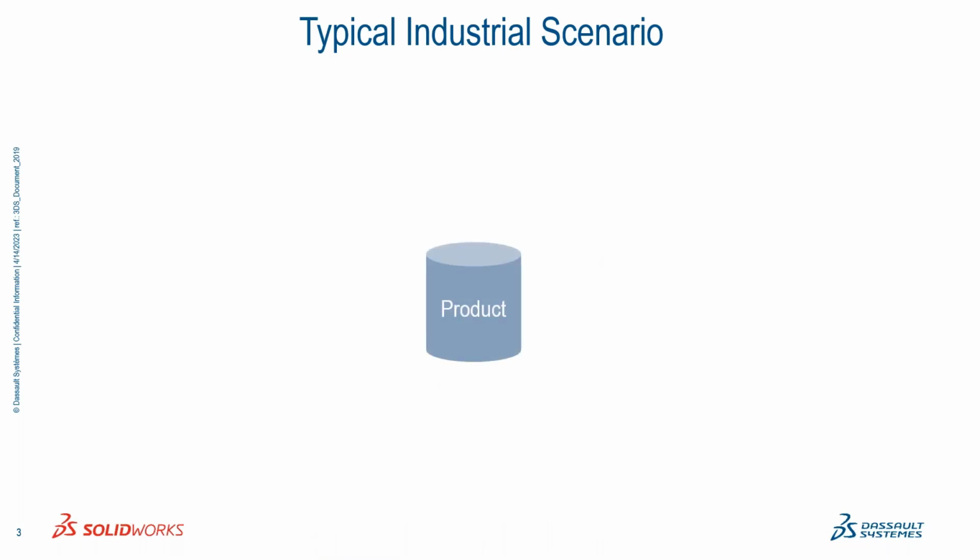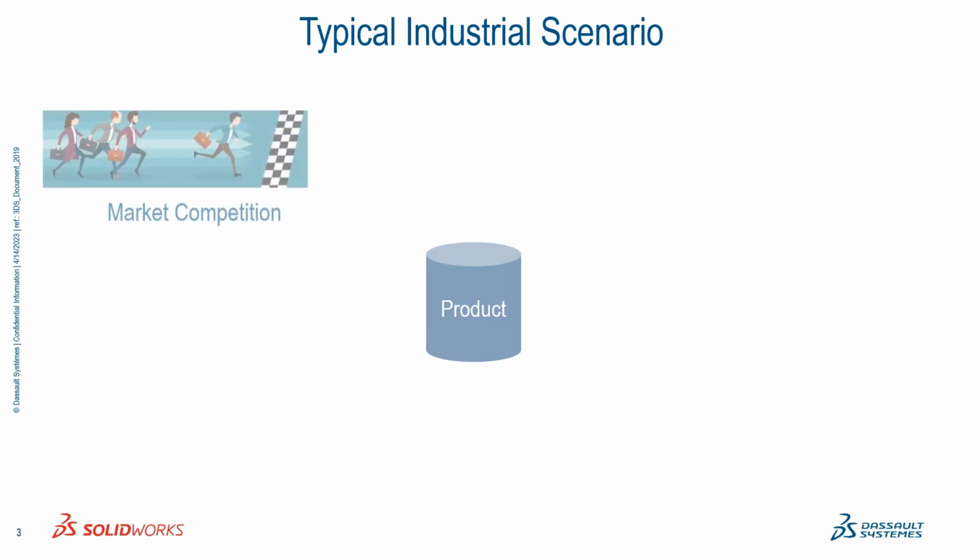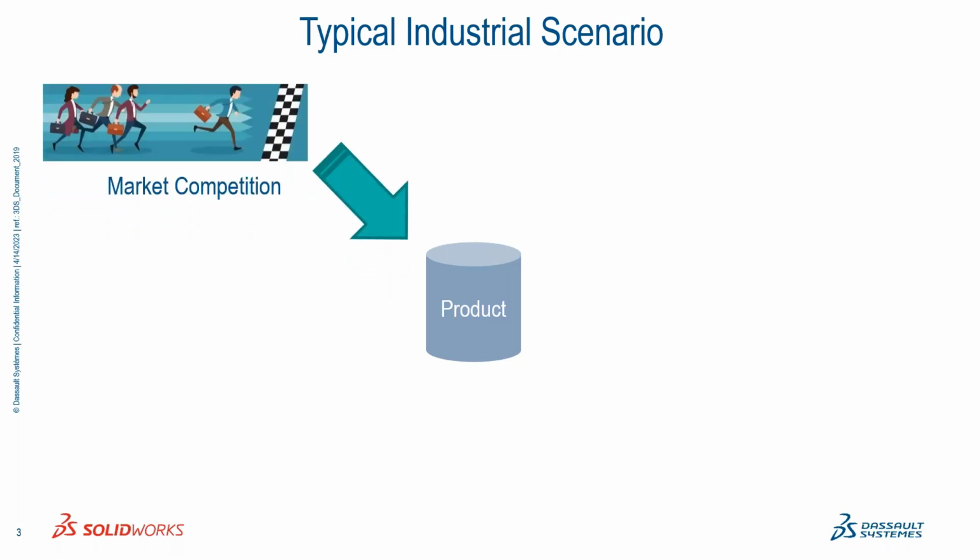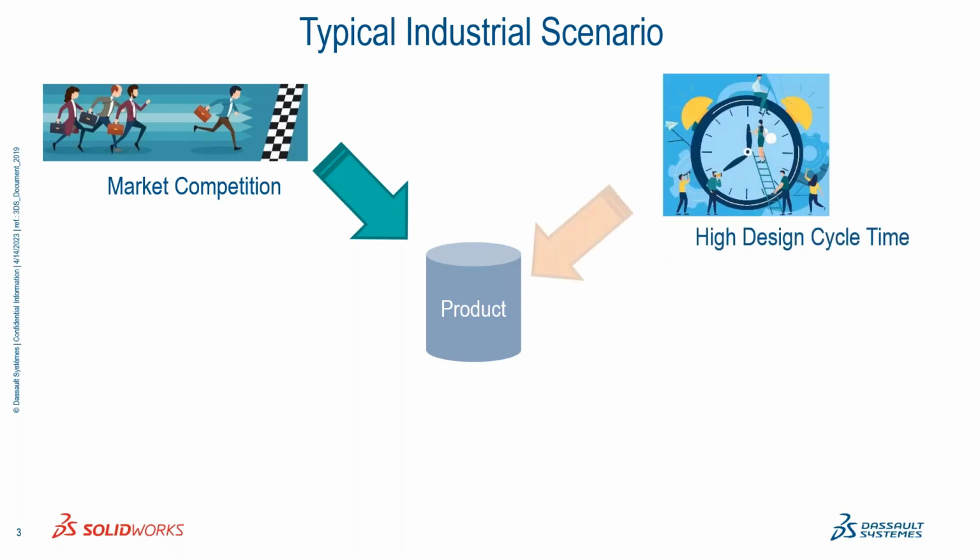Coming to the first thing that I want to cover here, a typical industry scenario is based on a product that we will be providing. As you are all in product development, you know that your product is first going to face market competition. Here I will be able to understand that this is the product, these are the different competitors for this product, and how well you can showcase your product better than the others. The next thing that affects the product is the high design cycle time.